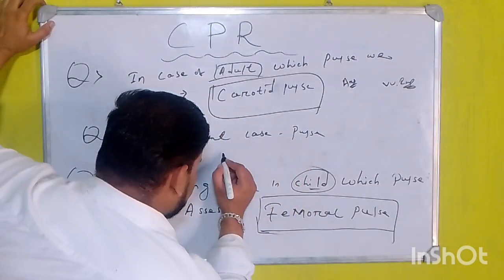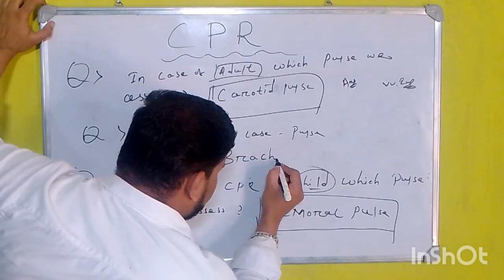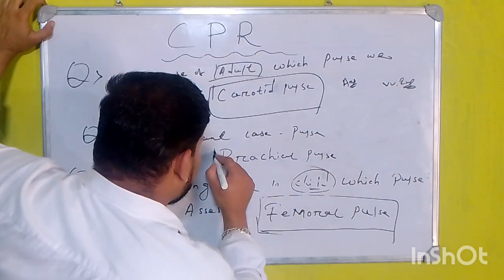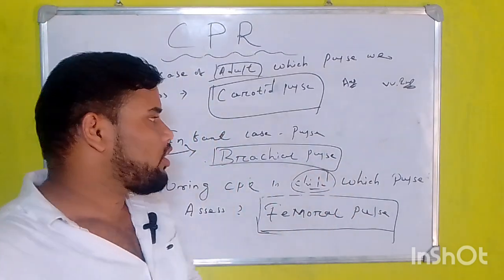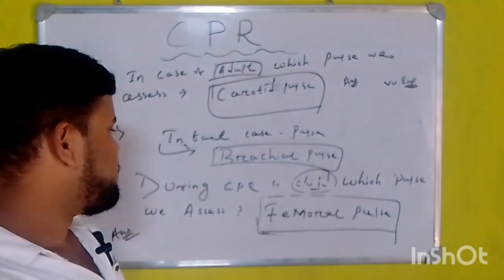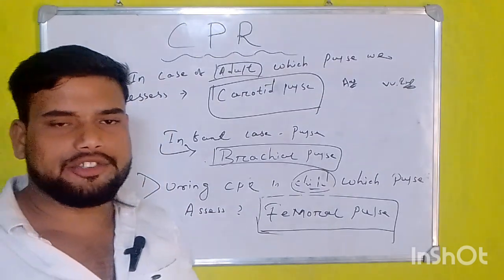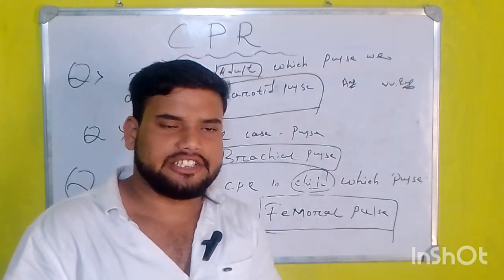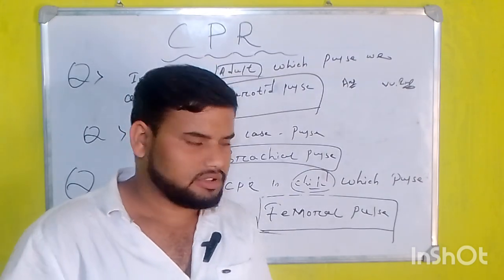That is brachial pulse. All the questions are very important. During CPR in case of child, which pulse do you assess? That is femoral pulse. In case of adult, which pulse? That is carotid pulse. And in case of infant, brachial pulse.